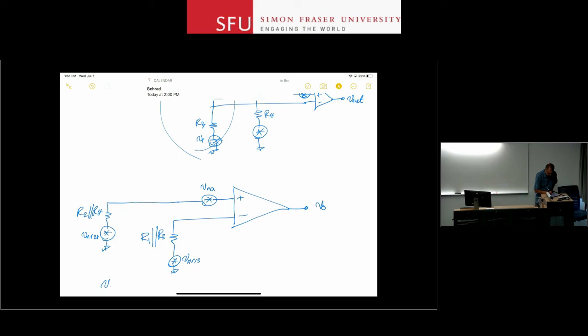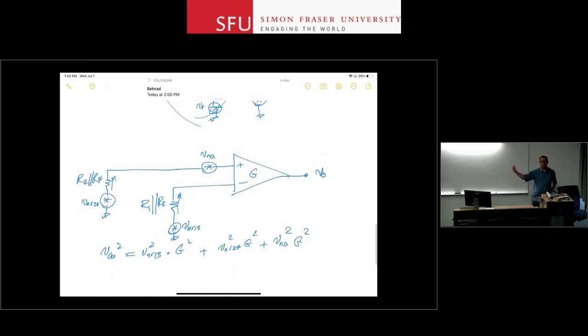So VON total, at the end of the story, you can show that if the input current to your amplifier is 0, there's no voltage drop across this or across this. So it's simply going to be VNR13 squared times the gain of this amplifier squared plus VNR24 squared times the gain of the amplifier squared plus VNA squared times the gain of the amplifier squared.